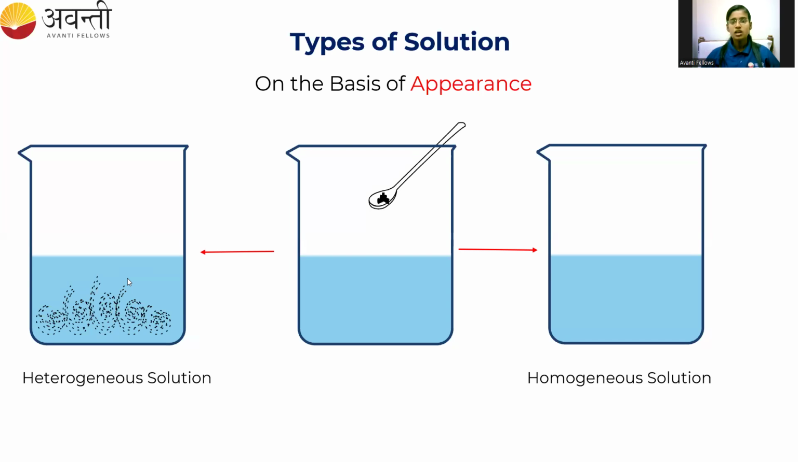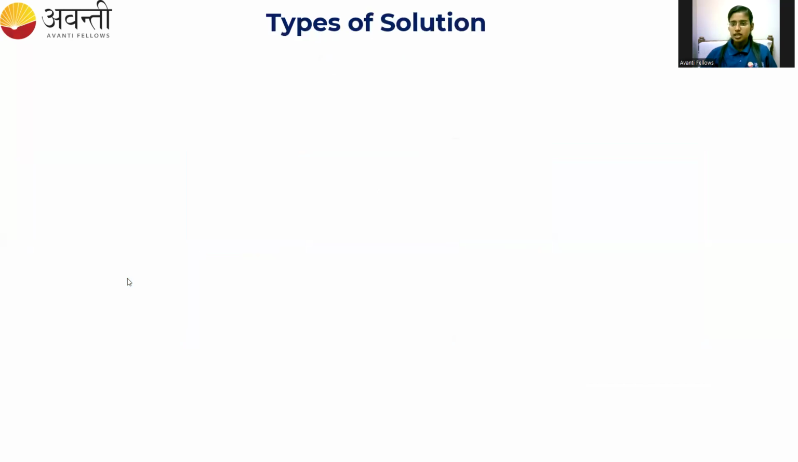The second one is the homogeneous mixture. Good. So what we are doing? By just seeing the solution, we can classify it into homogeneous and heterogeneous. This is on the basis of appearance. Now, secondly, coming to the classification on the basis of physical state.